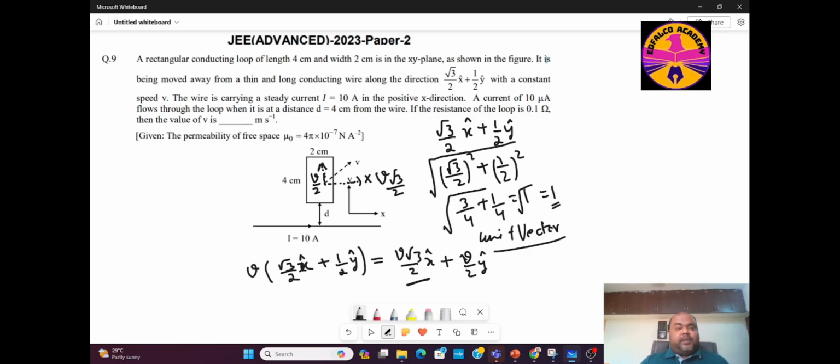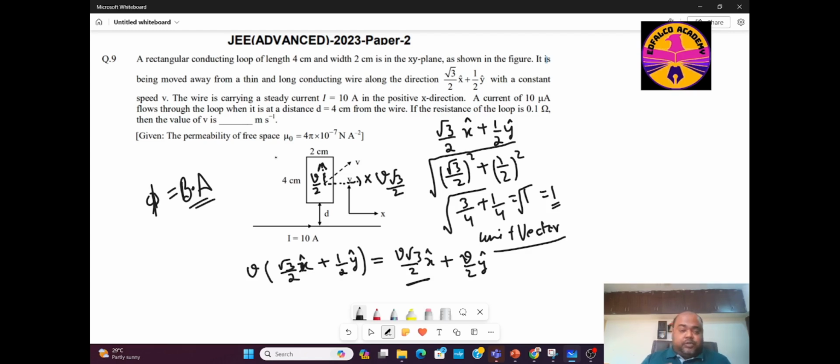Now, a current of 10 microampere flows through the loop when it is at a distance of d equal to 4 centimeter. So obviously this is being pulled with a velocity along this direction, and because of that there will be a change of flux, because flux is nothing but B into area. B is the magnetic field and A is the area.